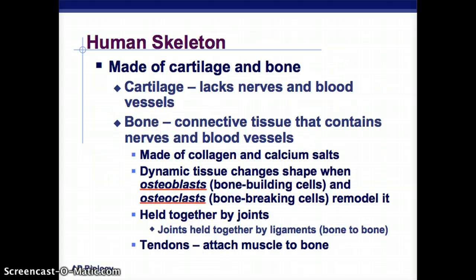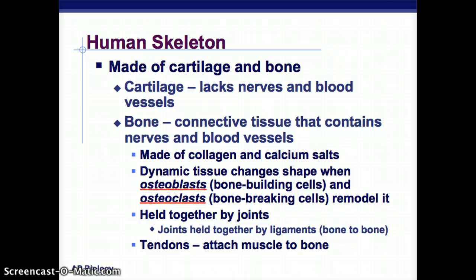The human skeleton is made of cartilage and bone. Cartilage is what's in your earlobes and your nose. It doesn't have any nerves or blood vessels running through it. And your bone is connective tissue that contains nerves and blood vessels. So your bone doesn't necessarily feel, but your bone has nerves and blood vessels running through it. So they're kind of a connection system for your body.